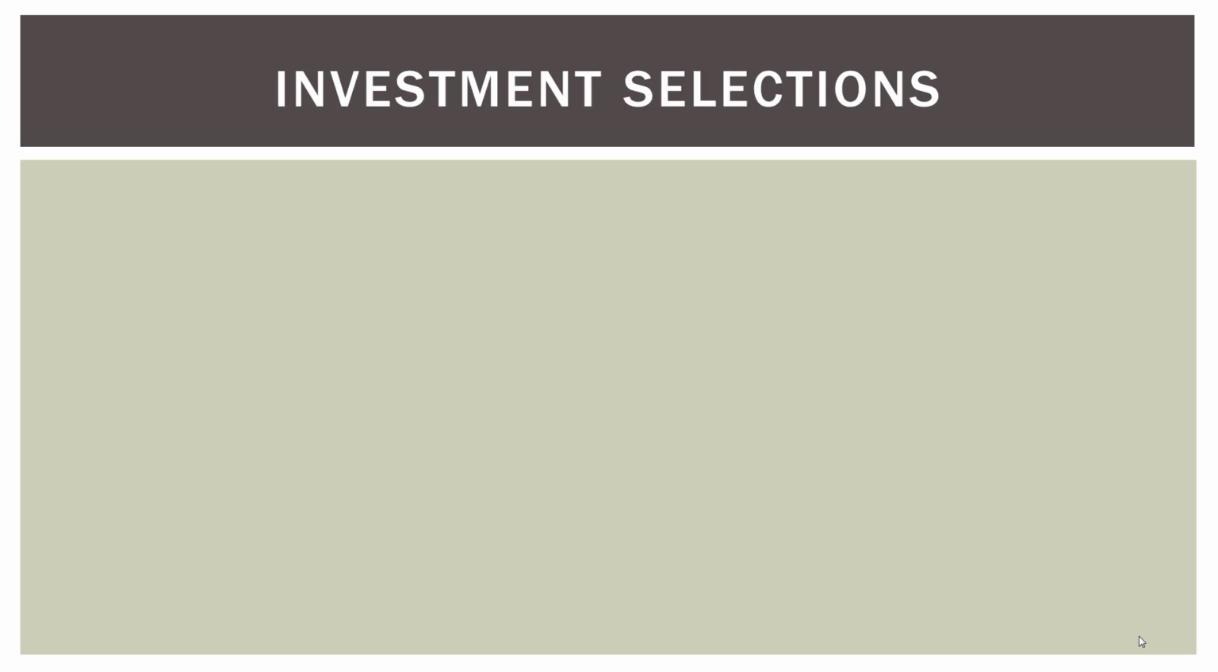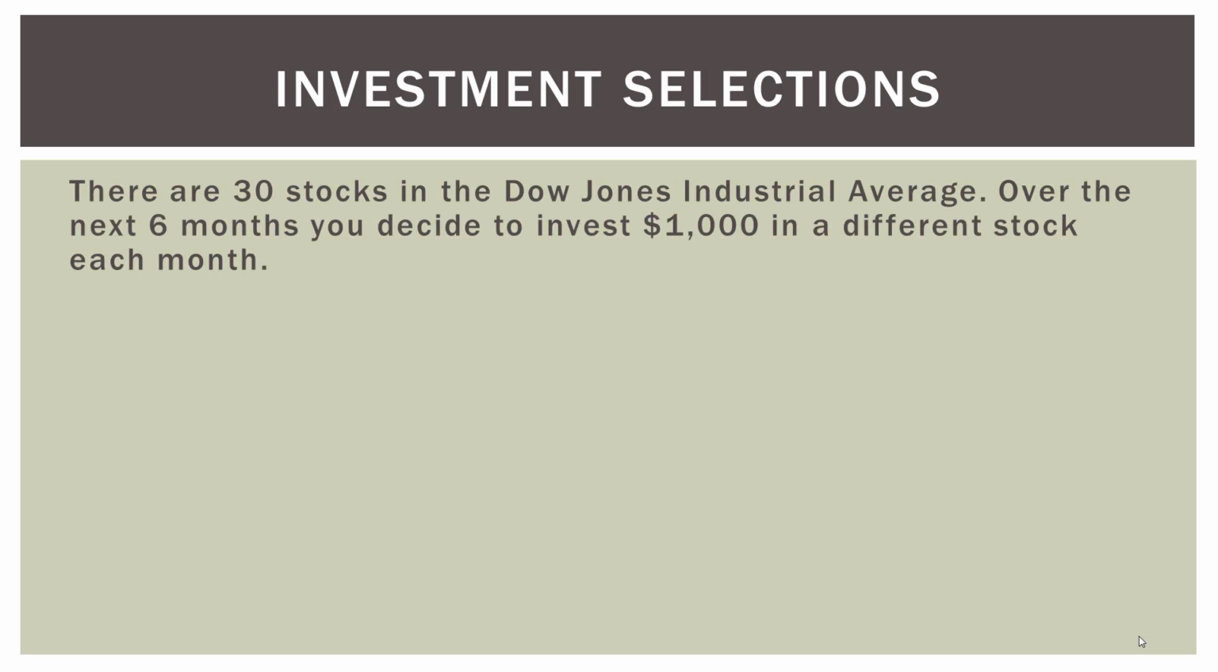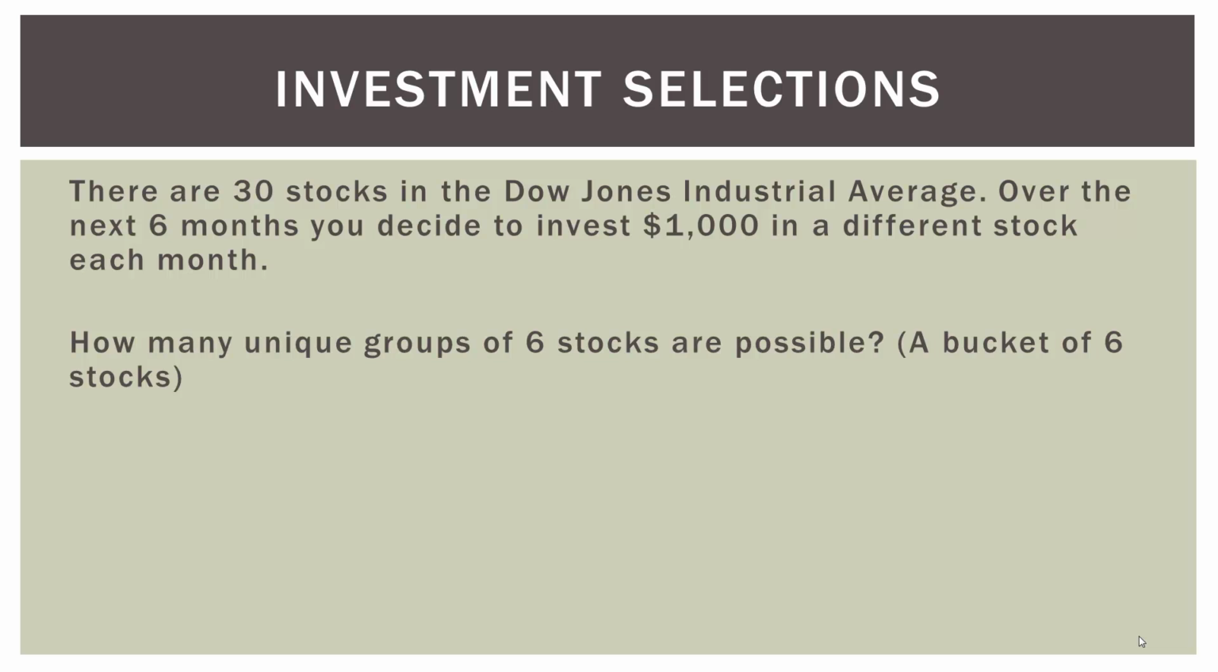Now this is the last example. This is investment selections. There are 30 stocks in the Dow Jones Industrial Average, which is the one you hear on the news every day. Over the next 6 months, you decide to invest $1,000 in a different stock each month. The first question is, how many unique groups or sets of 6 stocks are possible? So a bucket of 6 stocks out of the 30.